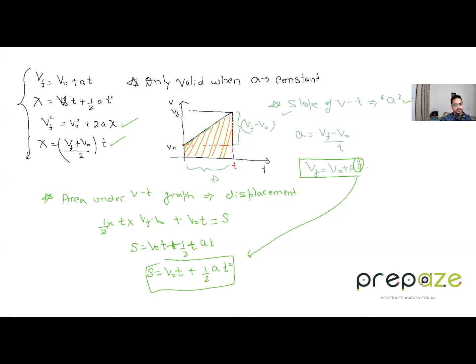So the slope of a VT graph is A, and the area under a VT graph is basically the displacement. These 2 points are very, very important. A lot of questions can be asked directly from that also. So this was basically about the equations of motion and how and where to use them.